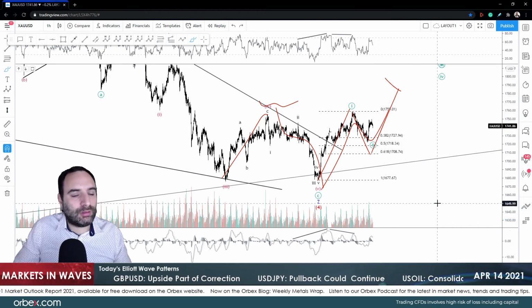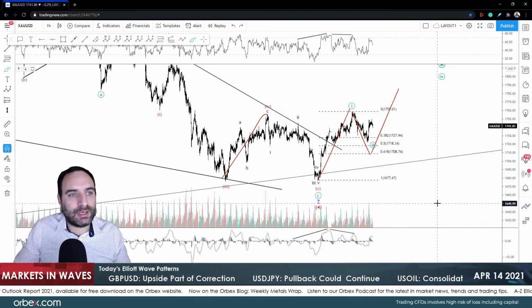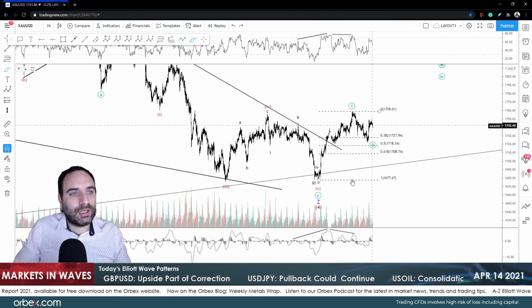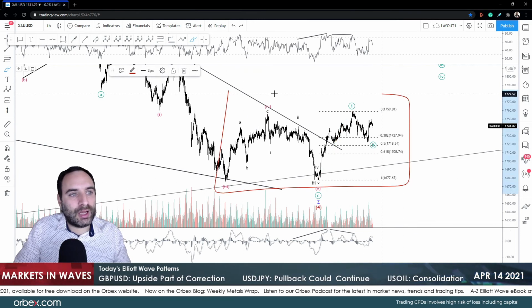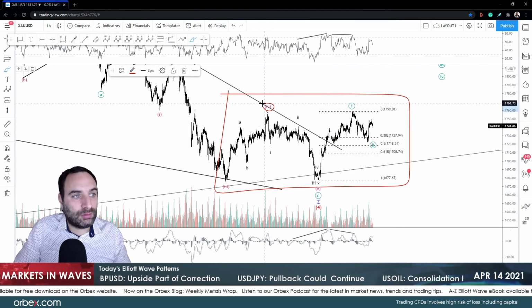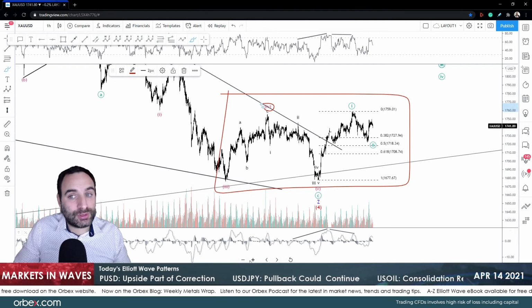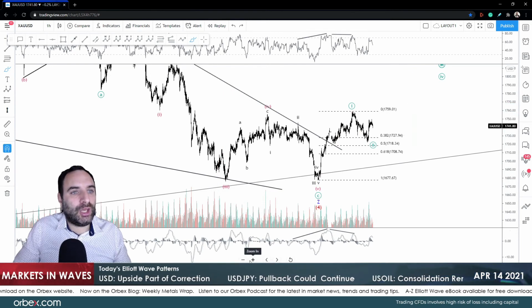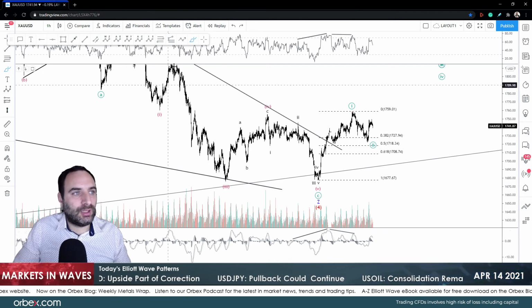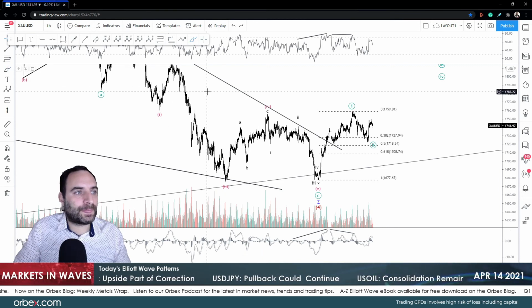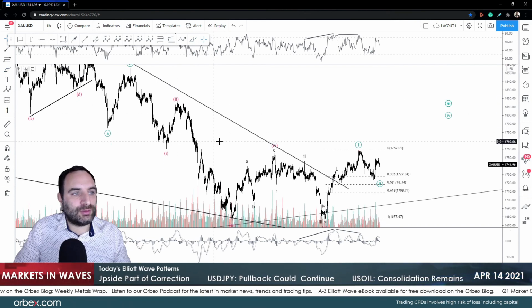But I'm not really a fan of this scenario, because the truth is that for this to all become a wave 4 in the sub-minute degree, it will just be very rare if we take into account the duration of wave 2.